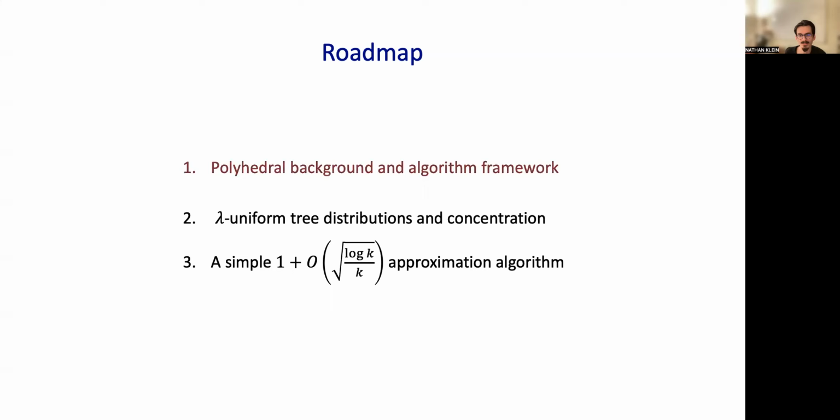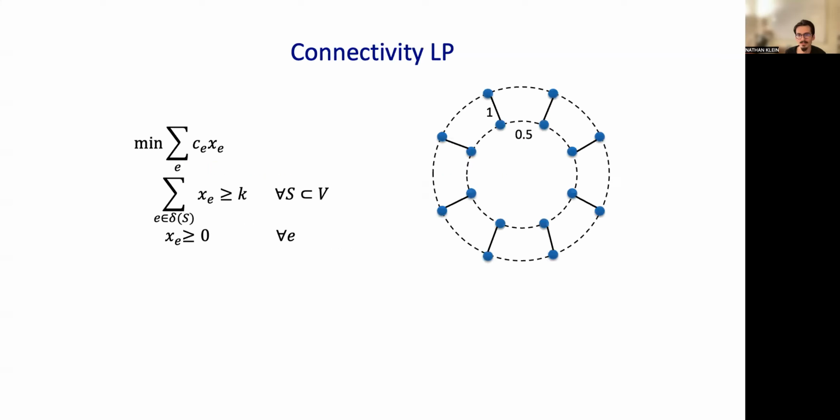All right, so let's start with the polyhedral background. To approach this problem, we'll start with its linear programming relaxation, which I'll call the k-edge connectivity LP. It just asks for fraction k to go across every cut. So it's asking for a fractionally k-edge connected graph. For example, here's a solution for k equals 2.